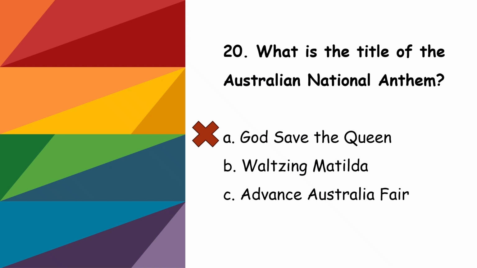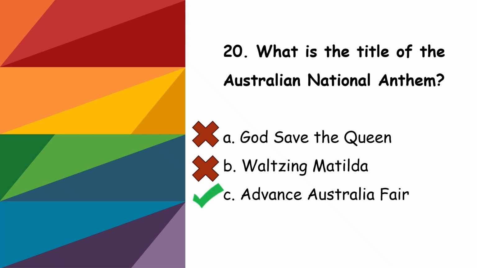Answer A. God Save the Queen is the national anthem used in Great Britain. So the answer isn't A. Answer B. Waltzing Matilda is a famous Australian folk song, but it is not the official Australian anthem. So the answer isn't B.